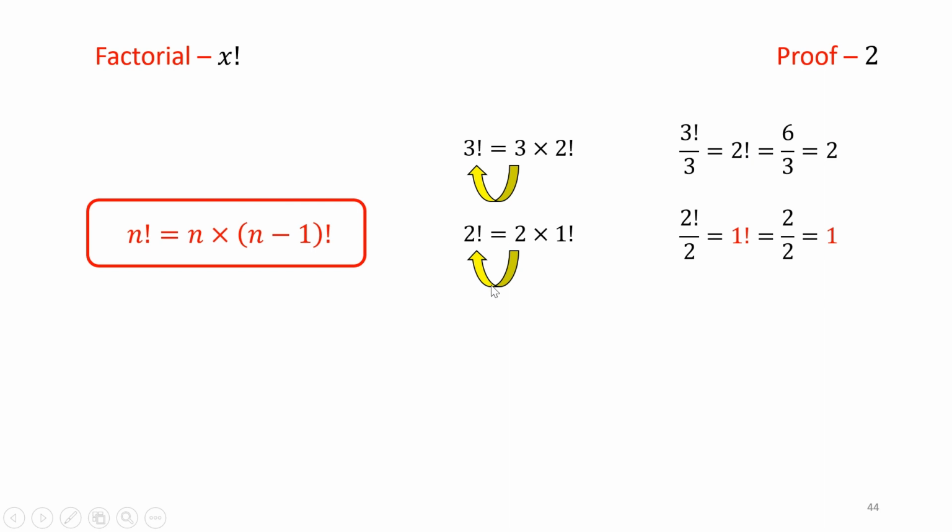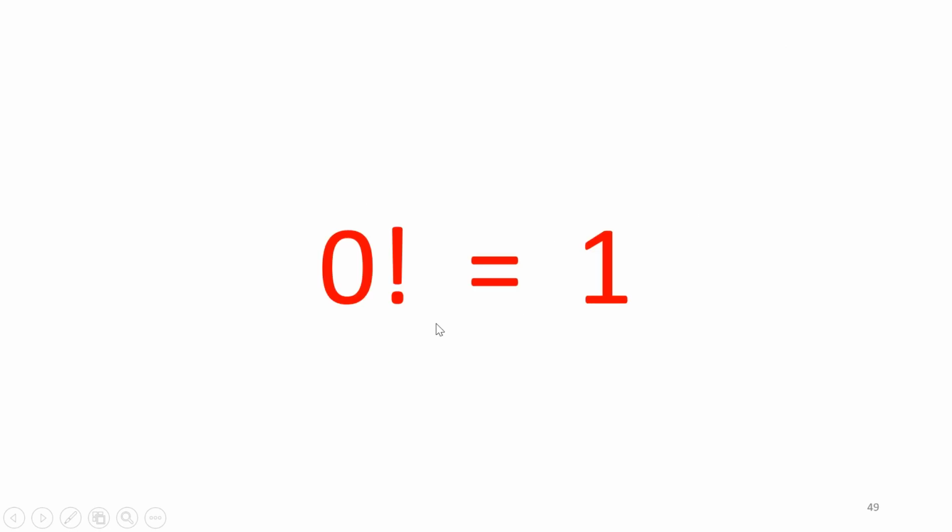Now, let's do the same with 1 factorial. 1 factorial is 1 times 0 factorial. Well, you can put 1 factorial in the denominator and make 0 factorial the subject of my equation. You get something like this. We know 1 factorial is 1, right? And 1 is 1. So 1 over 1 is 1. So we realize 0 factorial is 1.